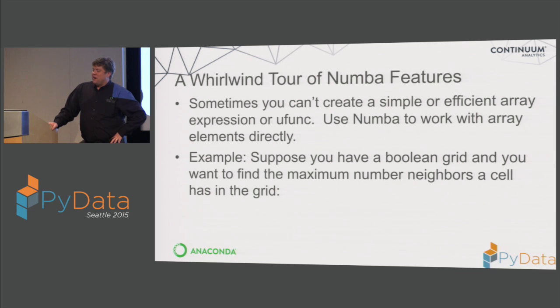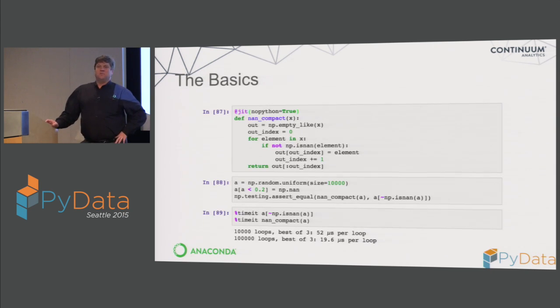So the basics of Numba are just using @JIT on a function. Here's a simple example that basically extracts out the non-NaNs, so NaNs from an element from an array. It takes an array, and now I'm illustrating a couple of things here. Numba now has, as of the 0.20 release, a memory allocator. So you can actually allocate memory in nopython mode.